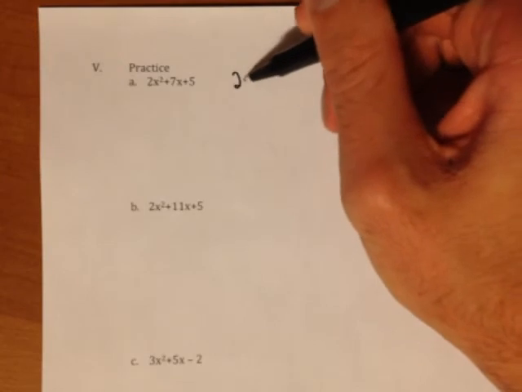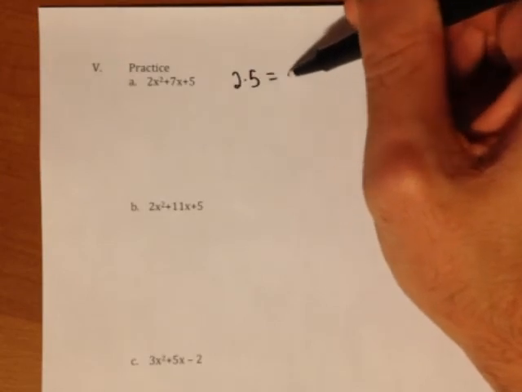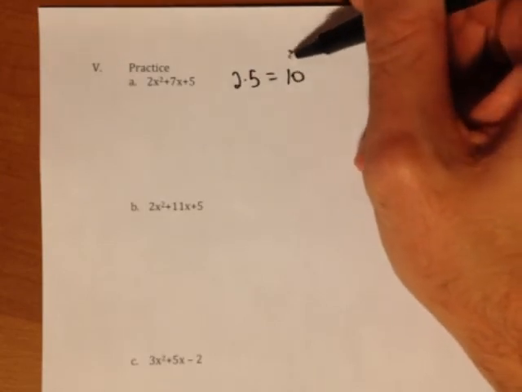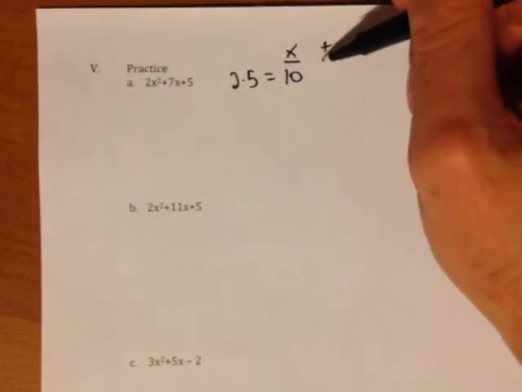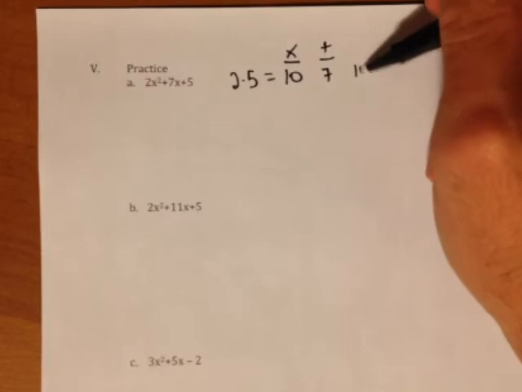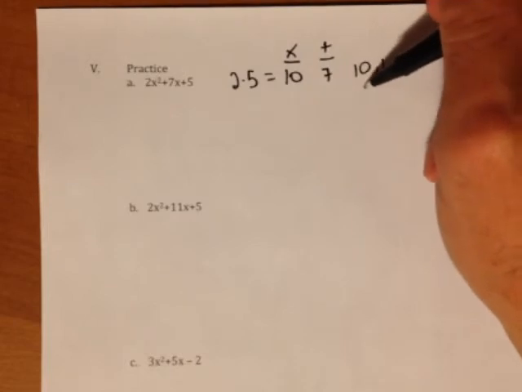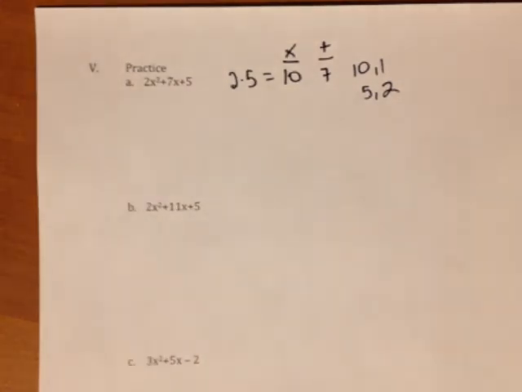So, first thing I do, I figure out my target number. My target number is 10, the first and the last coefficients. So I need to find two numbers that multiply to 10 and add to 7. Well, my only options are 10 and 1 or 5 and 2. I'm going to go ahead and go with 5 and 2 because those are the ones that add to 7.